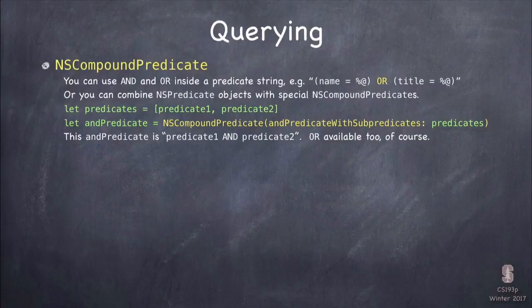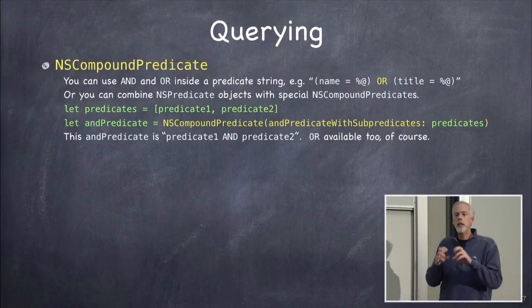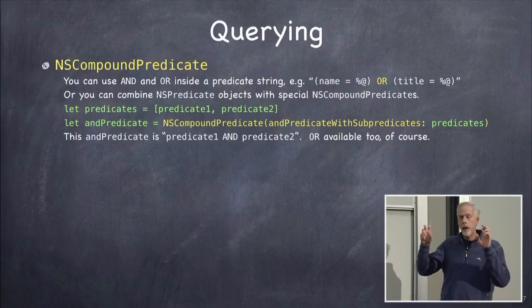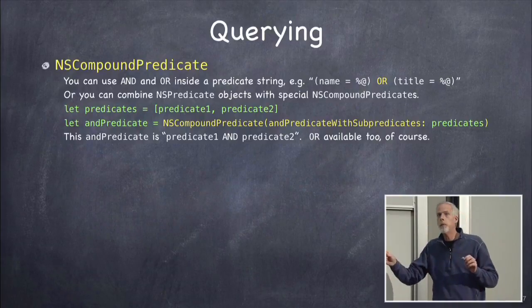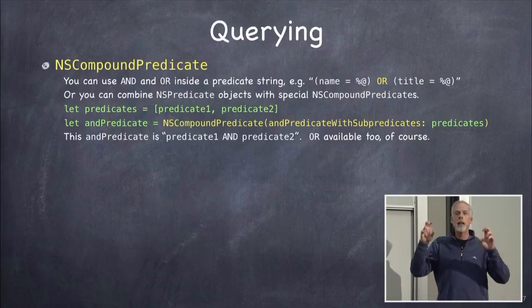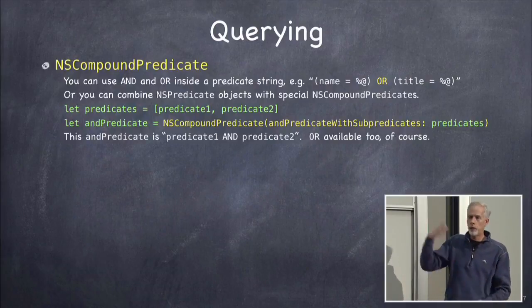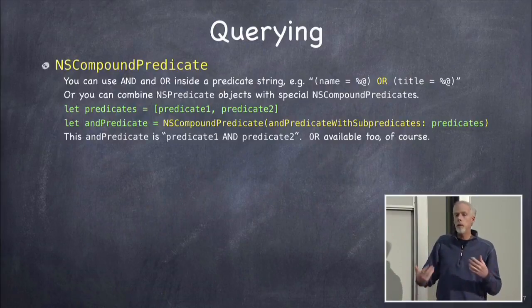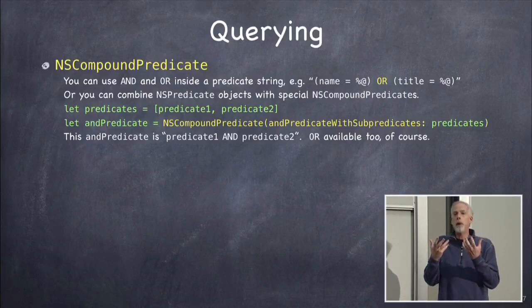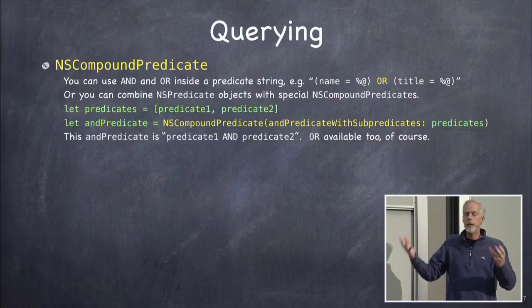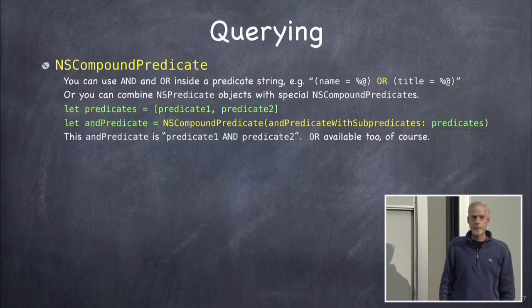Yeah, compound predicate. You can build a compound predicate, like an and predicate or an or predicate. You could put or and in the string, or you could create separate predicates and put them together by creating an NSCompoundPredicate andPredicate with subpredicates. You just give it an array of predicates and it ands them together. Why would you ever want to do this versus just putting and or in there? Well, maybe you're computing what the predicates are based on what the user clicked on or something, and so you want to add these things you computed together.